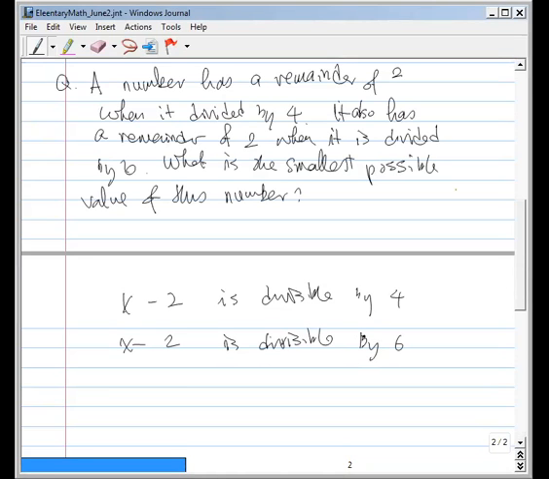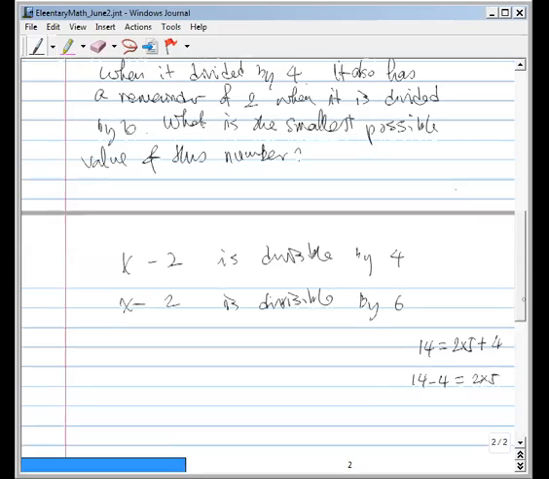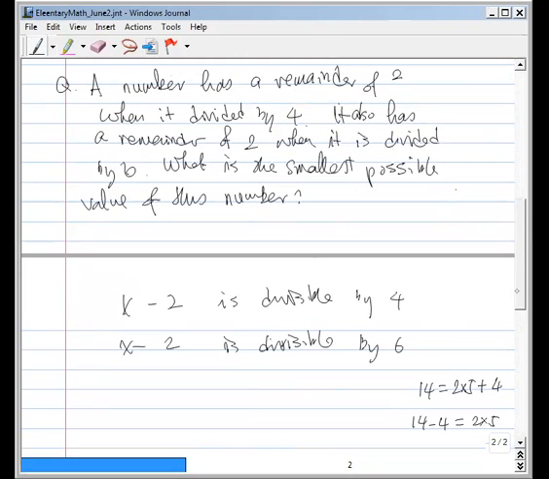Now why? When you divide a number, you get a remainder and a quotient. But if you subtract the remainder from the original number, then that number is going to be divisible by the divisor you're using. For example, 14 divided by 5 gives quotient 2, the divisor is 5, and the remainder is 4. So 14 minus 4 is 2 times 5. That's why it's divisible by 5. The same here. We are looking for some number, and I cannot find the number directly.